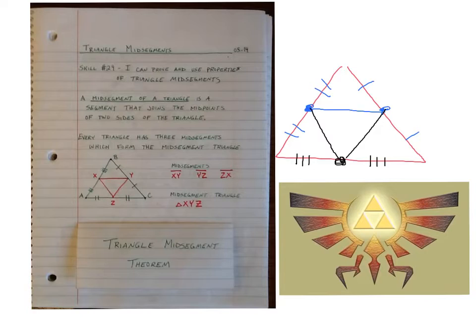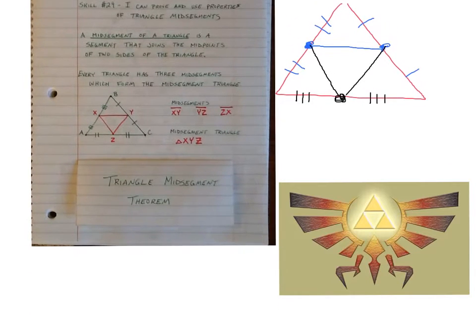In the diagram in our notes, we have created triangle ABC, and triangle ABC has the midsegments XY, YZ, and ZX, creating the midsegment triangle XYZ. When we use the triangle midsegments, we're actually able to use what's called the triangle midsegment theorem.